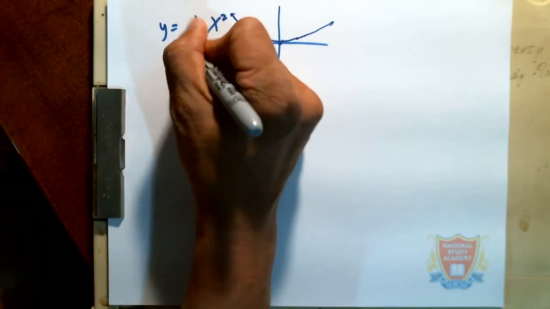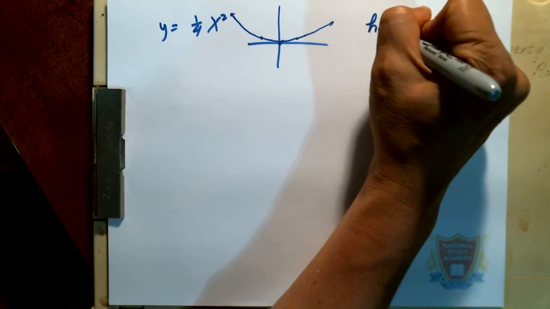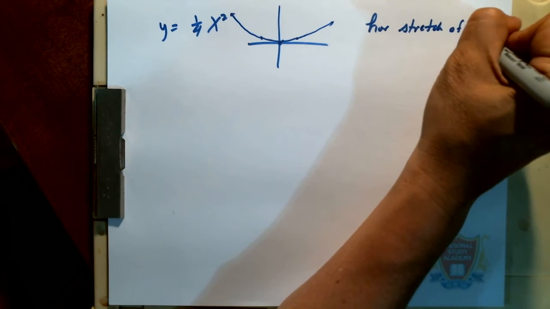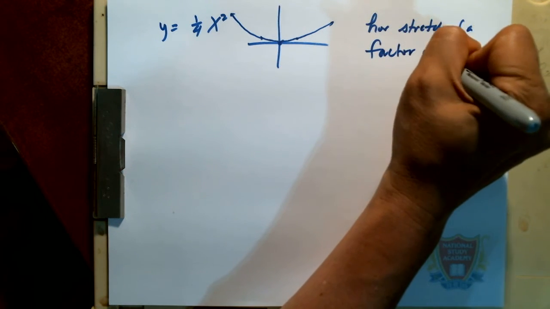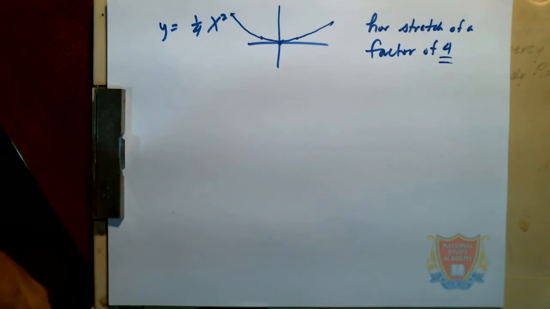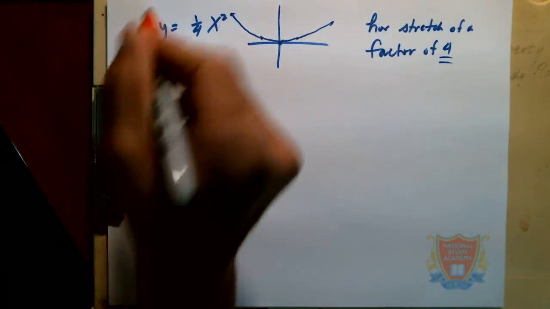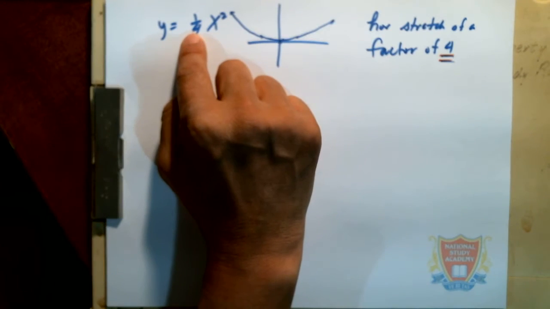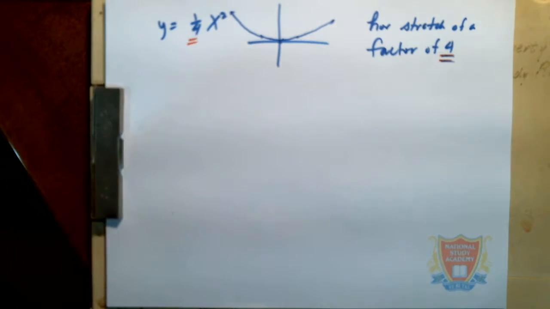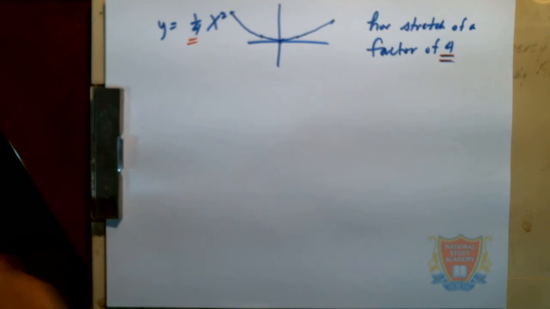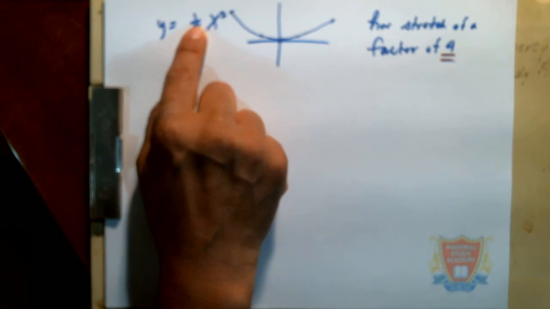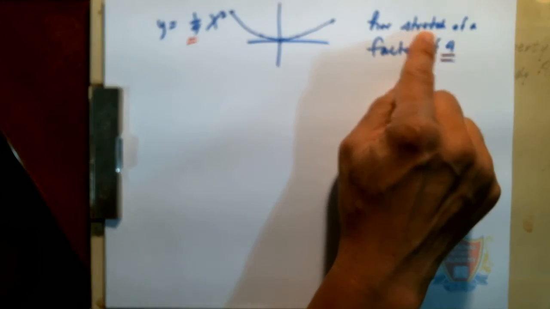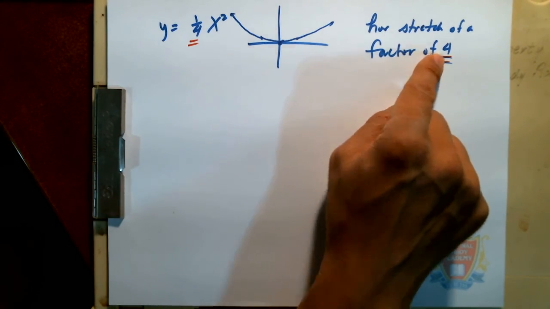So we say that this was a horizontal stretch of a factor of 4. Where did this 4 come from? It comes from right over here. It's the reciprocal of 1/4. What is the reciprocal of 1/4? It's 4, right? So if this is 3/4, then this would be 4/3. Horizontal stretch by a factor of 4/3.